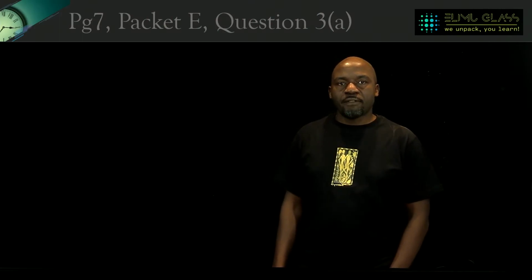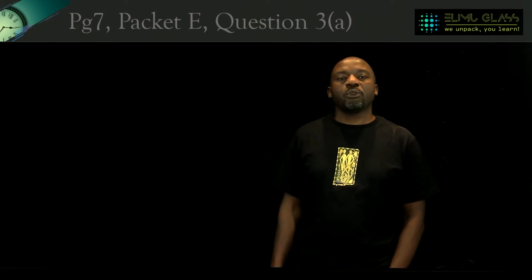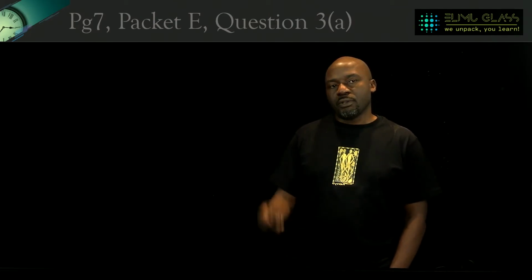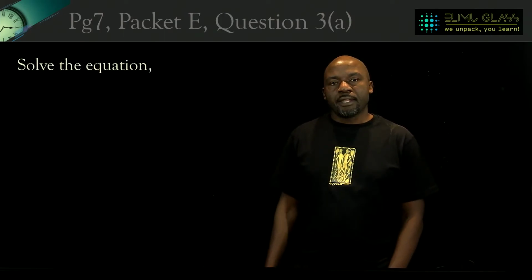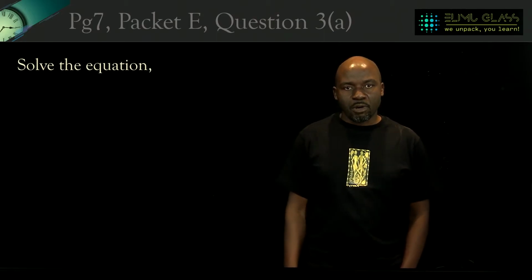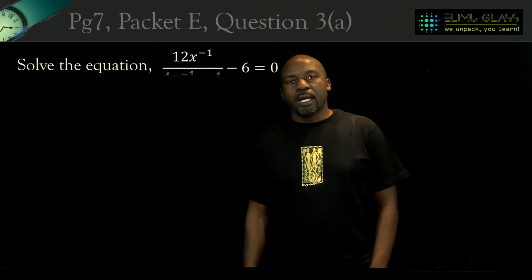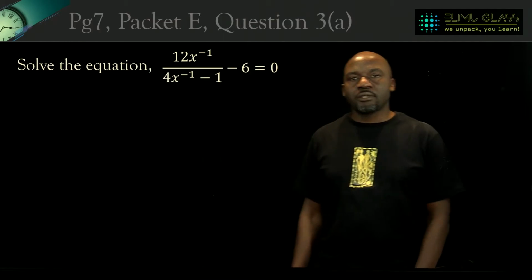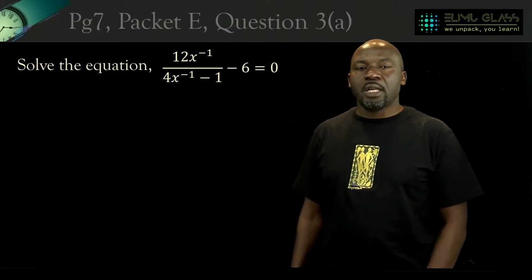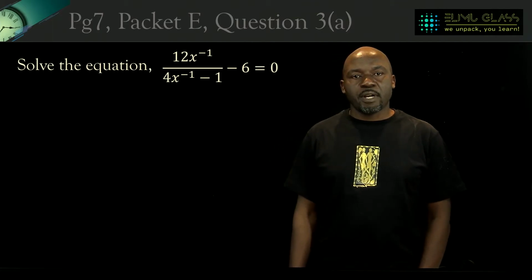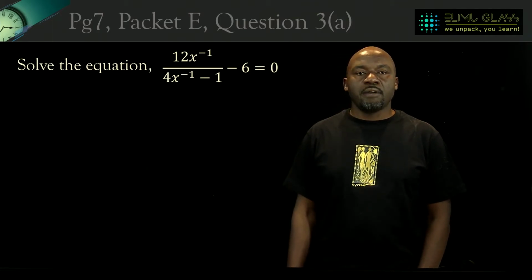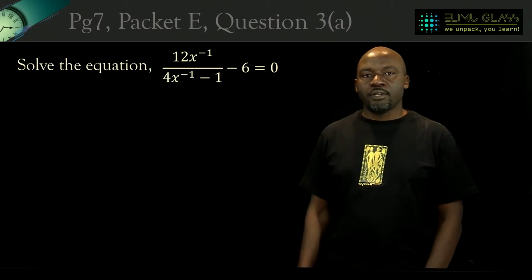This is on page 7, packet of questions E, and we are only looking at question 3A. So there are a number of questions there, but we will only pick one of them, which is question 3A, and I think this relates to complex fractions. Yes, so we are asked to solve the equation 12x power negative 1 divided by 4x power negative 1 minus 1, everything minus 6 equals 0.